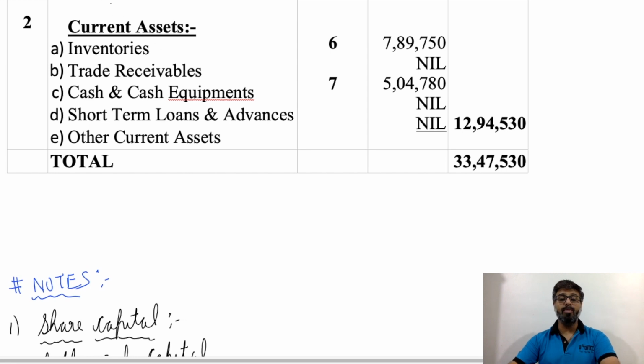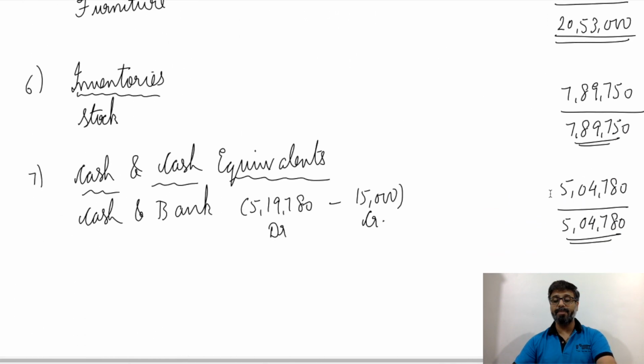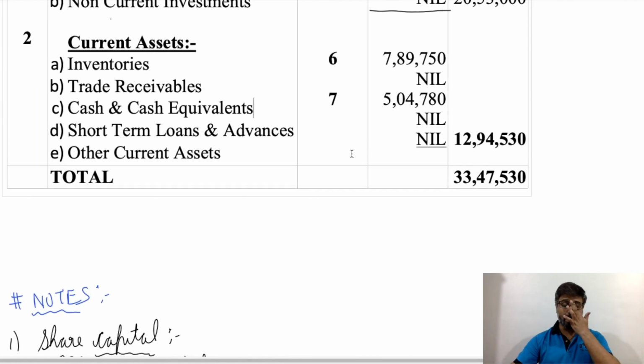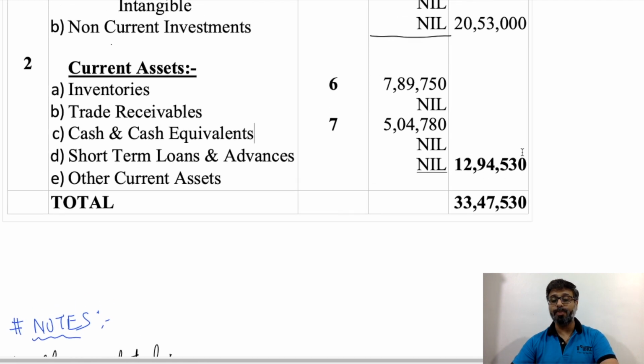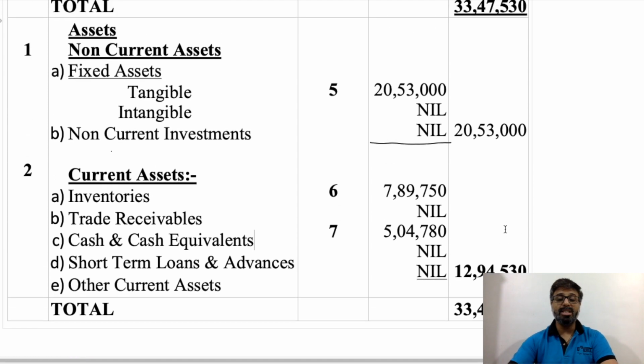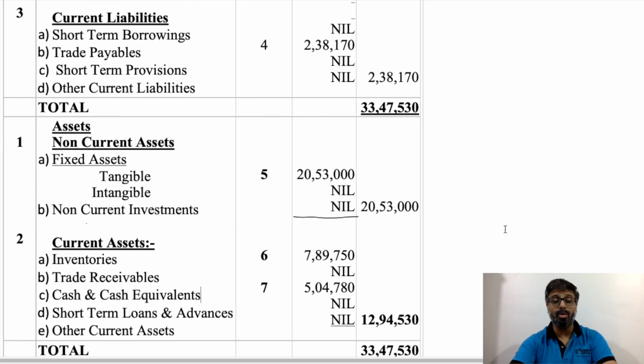Cash and cash equivalents, not equipments. Make it cash and cash equivalents. That is 504780 from the last note, note 7. Then short-term loans and advances are also nil. Other current assets are also nil. So total current assets are 12,94,530. And then total of 20,53,000 plus 12,94,530 is 33,47,530. So this balance sheet you just have to copy down from the notes itself.